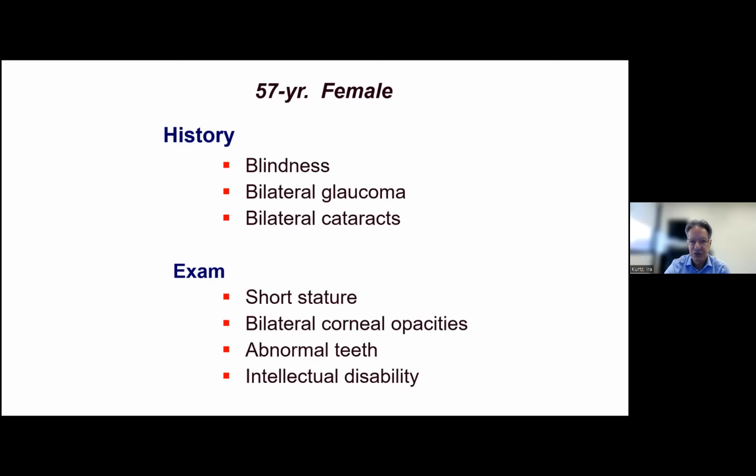So here's a 57-year-old female. I showed this last week. For those of you who have seen it, it's just a repeat. For those of you that weren't here last week, this would be new, but it's a patient who, based on the clinical situation for your exams, you're going to have to be able to tell what this is, because there is really only one cause of this in medicine once you recognize the pattern. So it's someone who had blindness, bilateral glaucoma, and cataracts. And on exam, she had short stature, and this is a real patient, by the way. On exam, she had bilateral corneal opacities, abnormal teeth, and an intellectual disability.